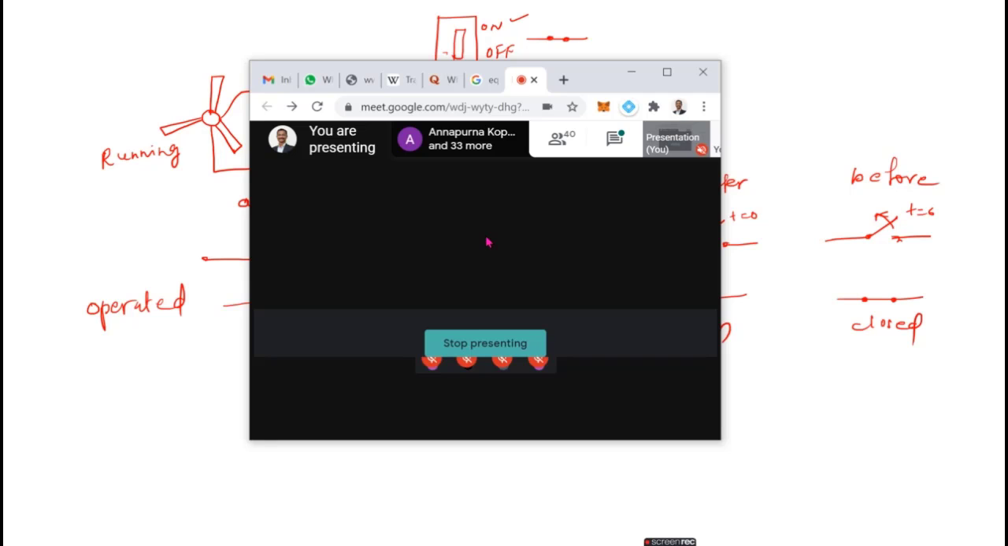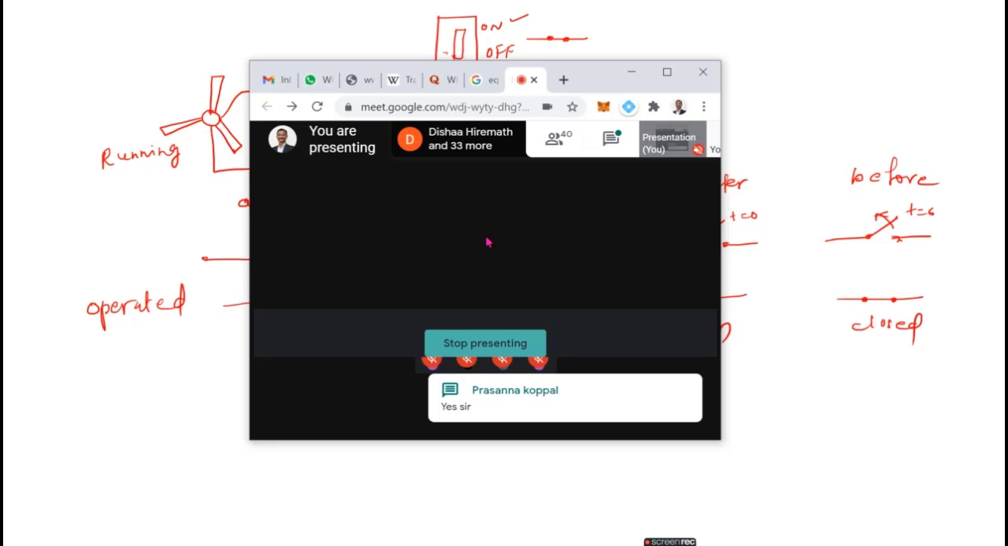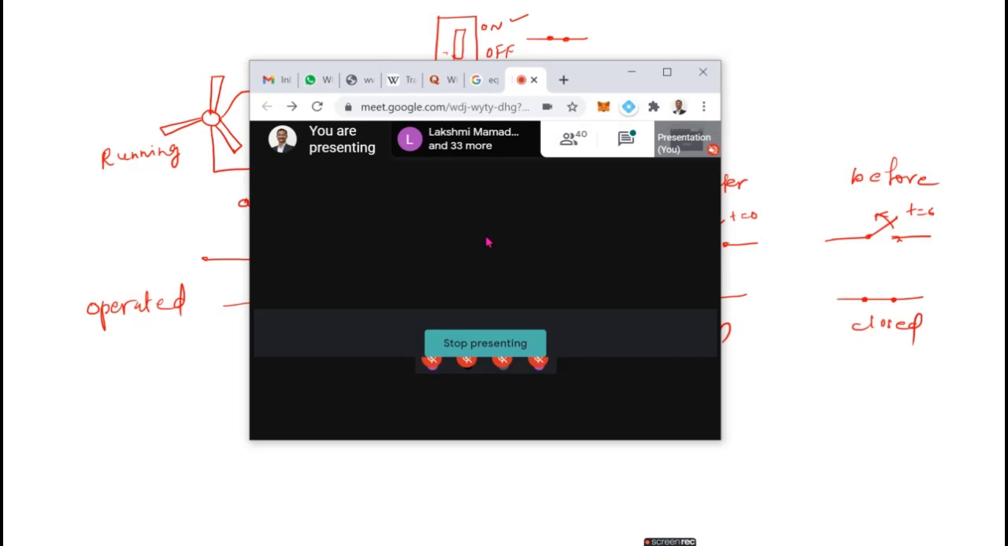I repeat, consider your switches available in your home. When they are not disturbed, when they are not operated, they maintain their previous states. Either they are closed or open, the same state will be maintained. When they are operated, when they are disturbed, then they change their state. If they are closed, they will be open. If they are open, they will be closed. This is what I wanted to say.